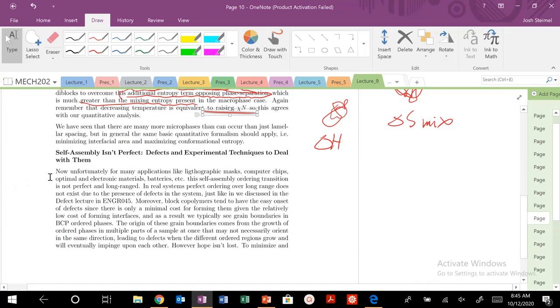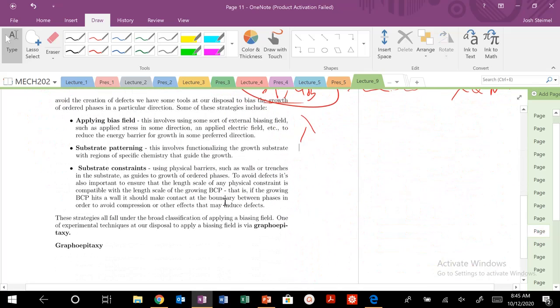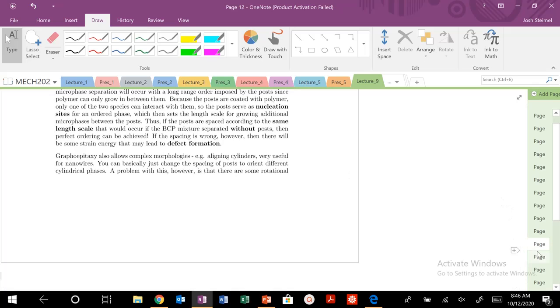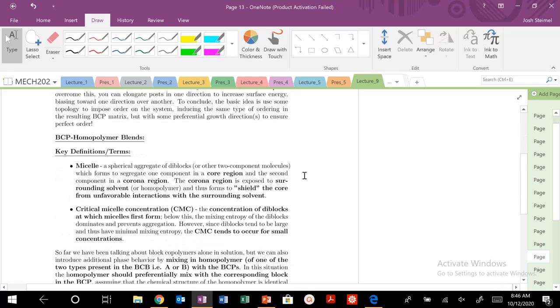So there are definitely defects, and you can read about this. If people would like these lecture notes, you could pause the video or read them. There are defects in self-assembly, but you can reduce those defects with strategies like applying a bias field, substrate patterning, or constraints, like walls or trenches when you grow your block copolymers. We talked a little bit about graphoepitaxy last time in the Caroline Ross group. Those are very interesting research areas you could look into to control microstructure.